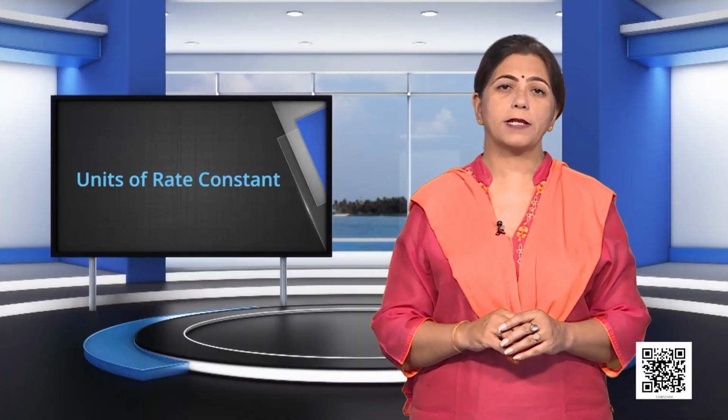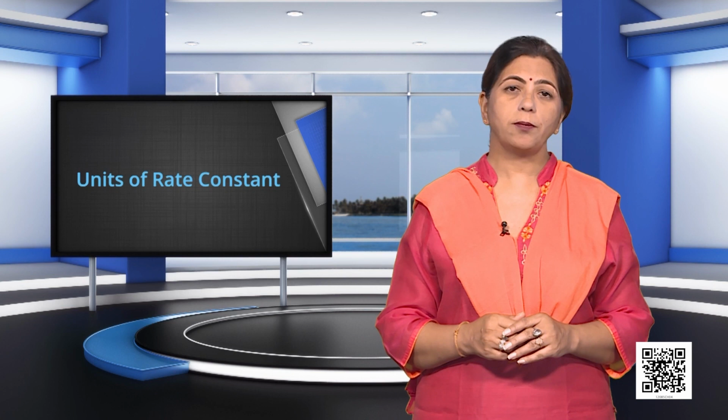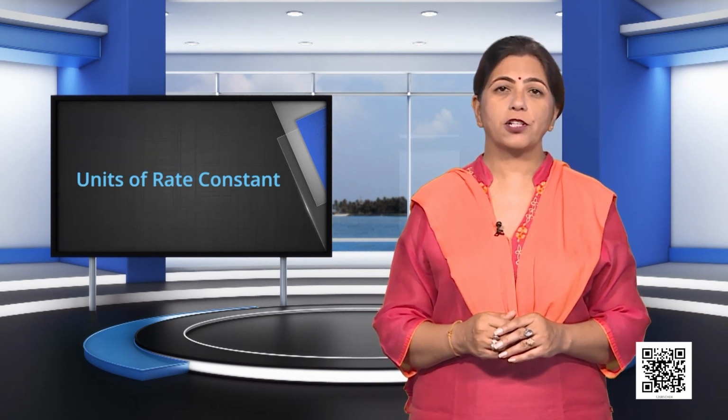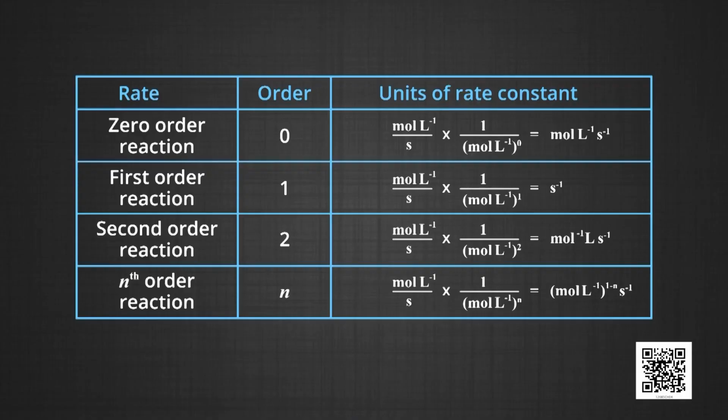They are taking SI units of concentration, moles per liter, and time in seconds. The unit of K for different reaction orders is listed in Table 2. Now, you can see for various orders the unit of the rate constant we can find out by putting it in the formula. Let me take the first example.